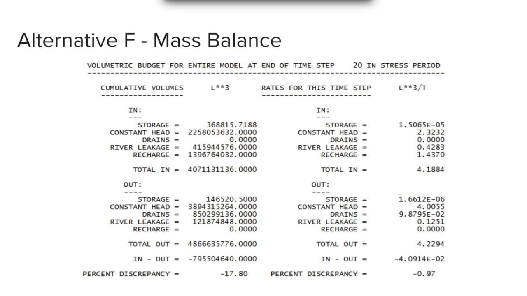Here we see the mass balance from alternative F. We can see we have a good reduction in flow to the river. It's at 0.125 feet per second, and our percent discrepancy is getting close to the 1% mark, but it's still beneath it at 0.97.